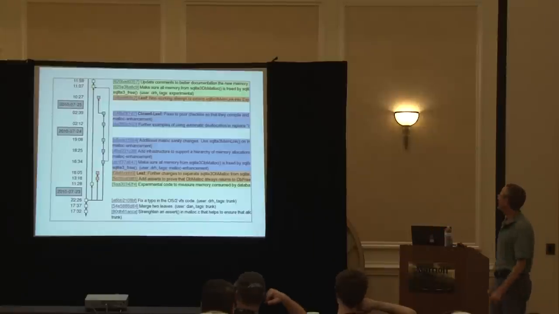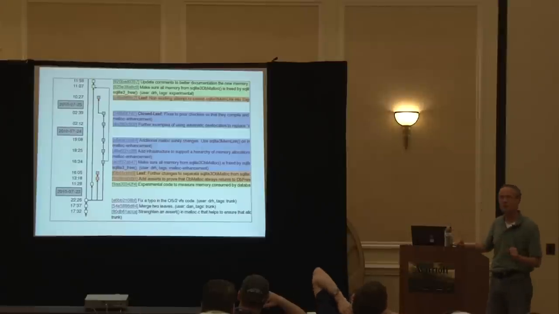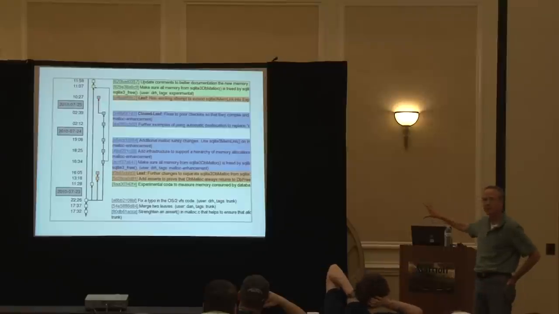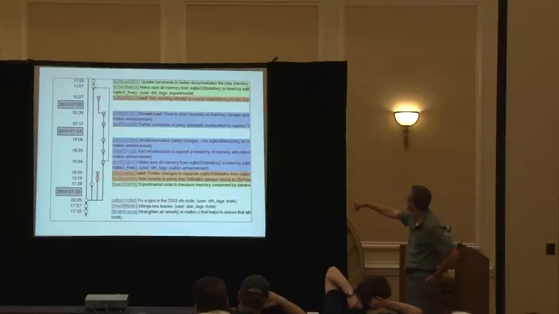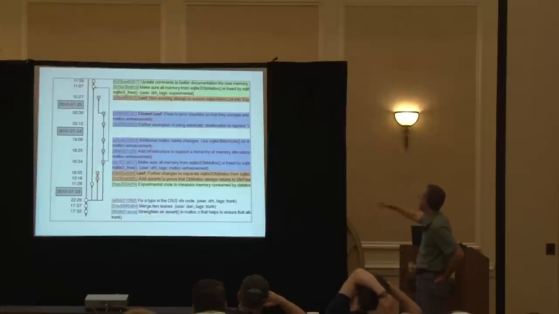So, but you can zoom in and you can kind of see the kind of information that you would see in a typical repository. This is a shot from the SQLite repository. We've got a change here from last summer on July 7th. There was a check-in, you know, strengthen the assert on malloc, and there's another check-in that was derived from that.